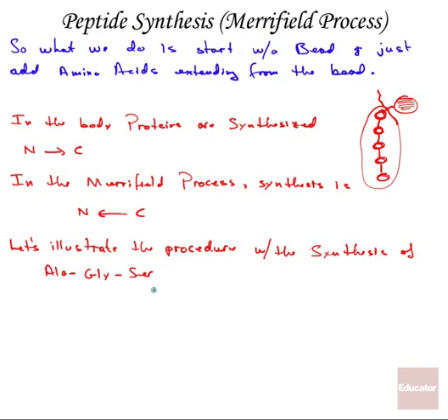Okay, well, let's take a look at this. So just some things we want to observe here. Alanine is the N-terminal amino acid. So that's the N-terminus. Serine is the C-terminus, the carboxyl terminus. So we're actually going to be starting with serine, and then we're going to add glycine, and then we're going to add alanine. Because again, in Merrifield synthesis, we move from the carboxyl end towards the nitrogen end, the opposite of what happens in the body.